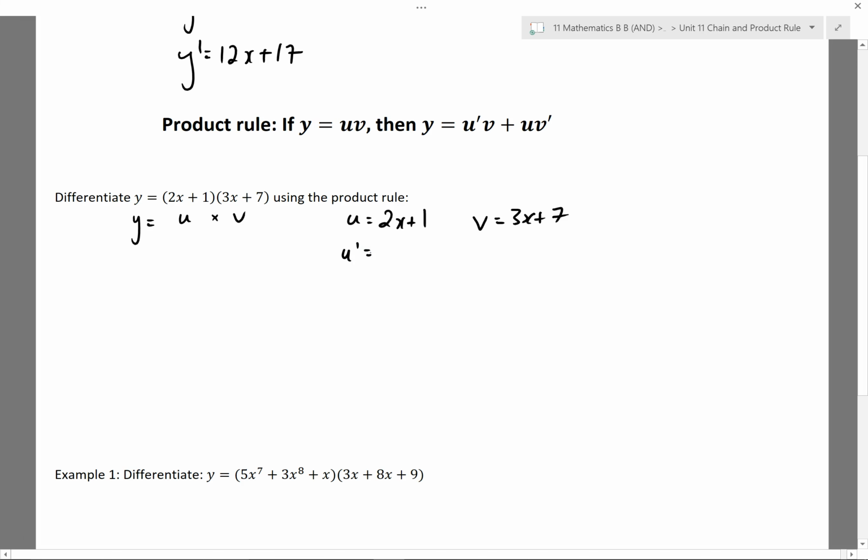U dash is the derivative of u, which is 2. V dash is the derivative of v, which is 3. So now I have all four of these things which I need to apply the product rule. So the derivative is u dash v plus u v dash. And I simply substitute these things in.